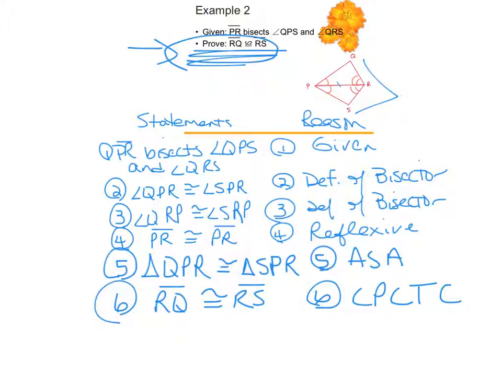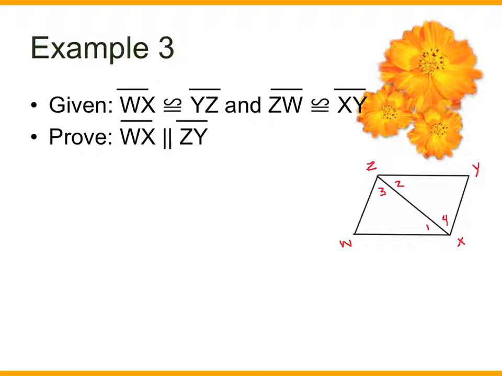This next proof looks a little different. Let's label our picture. We are given that side WX is congruent to YZ, and it's also giving us that ZW is congruent to XY. I need to prove that the lines are parallel.